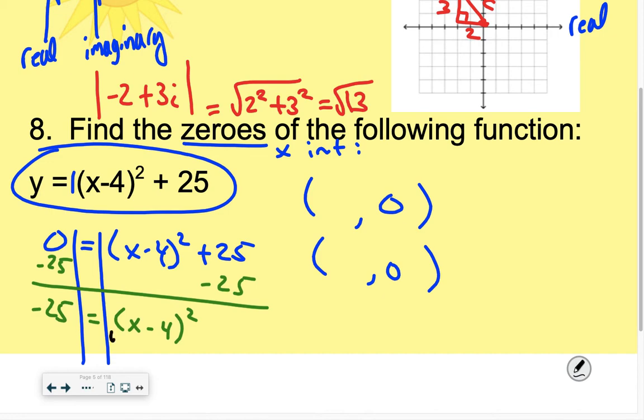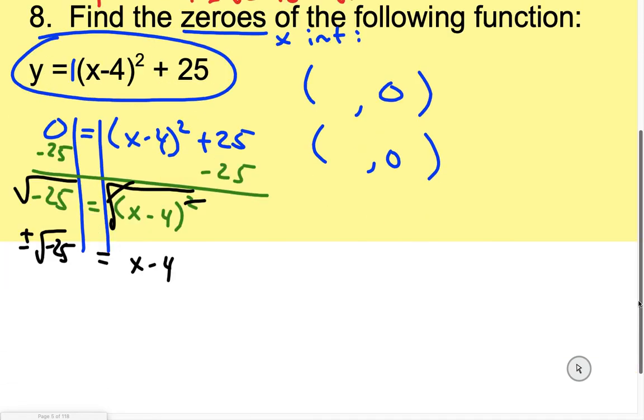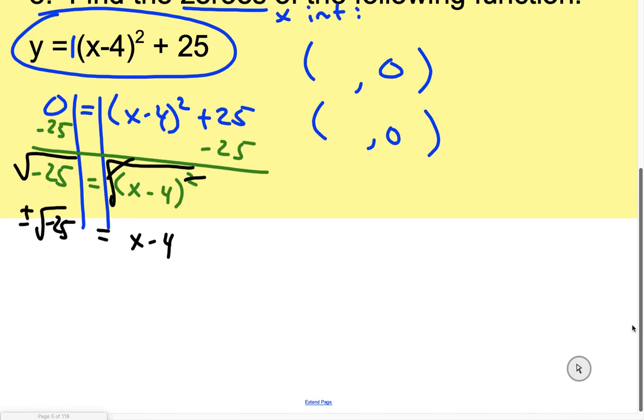And this is the key. We undo that exponent by square rooting. But we have to remember when we do that, when we cancel a square with a square root, we always get plus or minus. And then the last thing I do is I undo what's in the parentheses, which in this case is subtracting 4. So I would add 4. So this is what my answer looks like. X equals plus or minus whatever the square root of negative 25 is, plus 4.